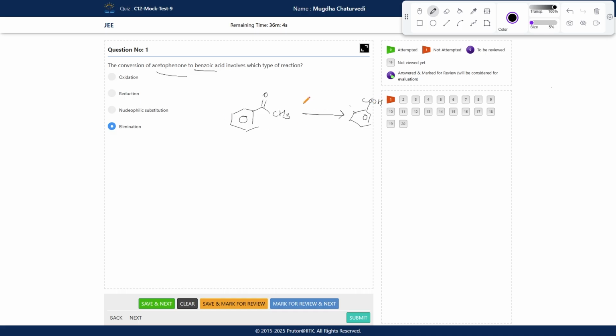Now what type of reaction is this? This is basically an oxidation reaction. When we use an oxidizing agent, like I can use KMnO4 over here, a strong oxidizing agent like KMnO4 can oxidize acetophenone to benzoic acid. So this type of reaction involves oxidation, and the first option is the right answer for this question.